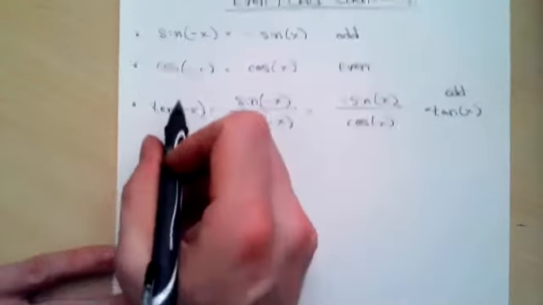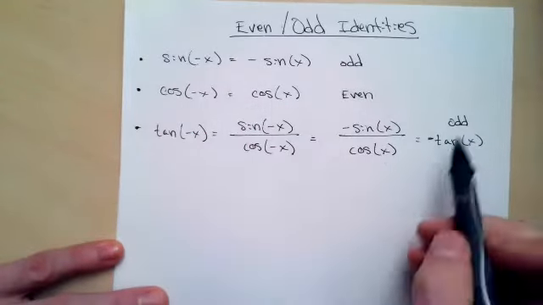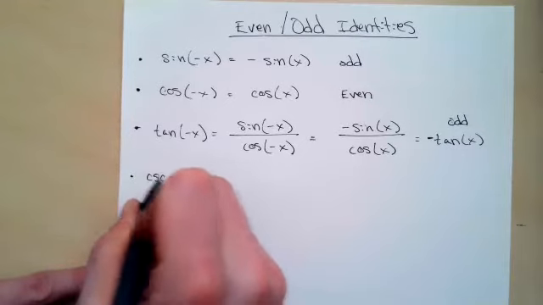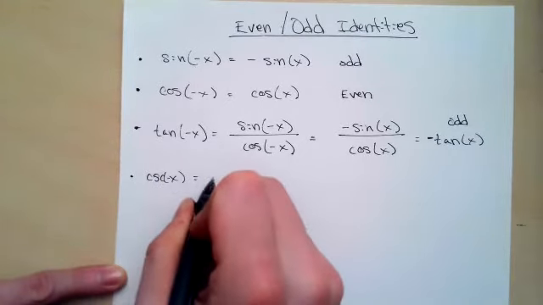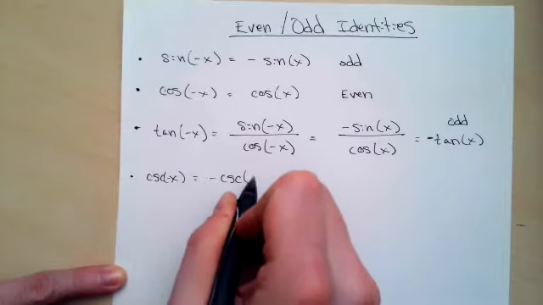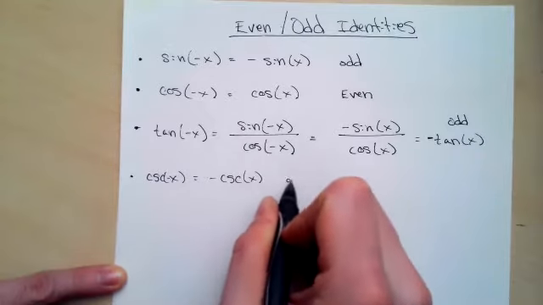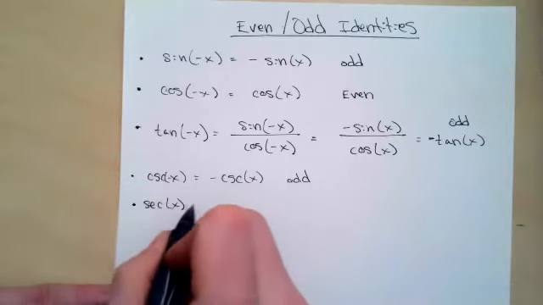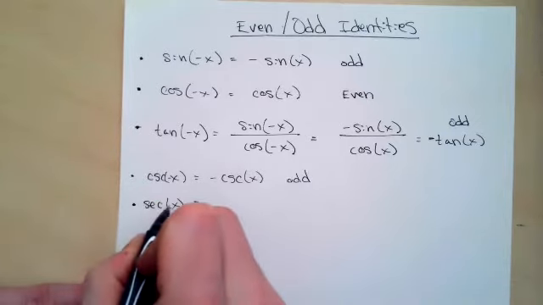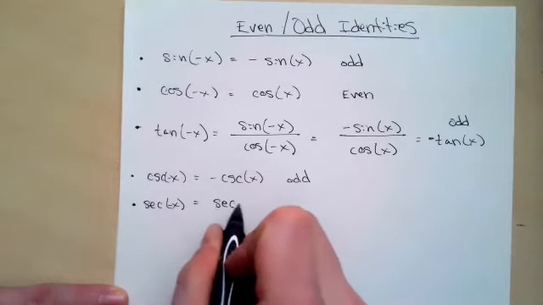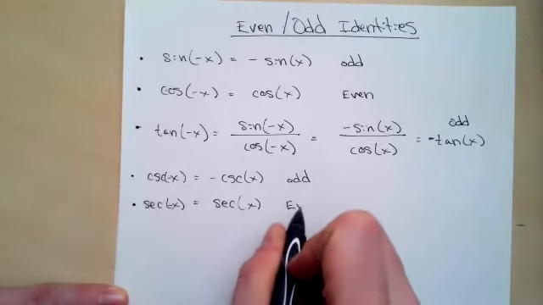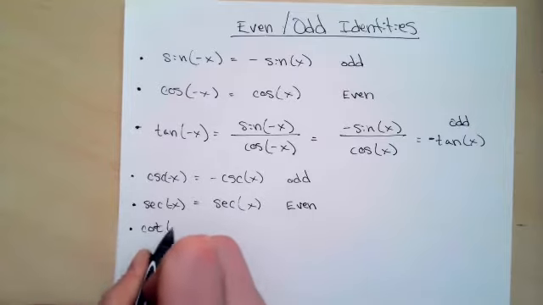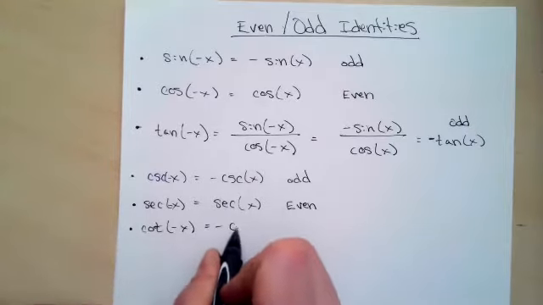Then the other three trig functions are going to follow exactly the same just by taking the reciprocals. So cosecant of minus x is minus cosecant of x. Secant of minus x is still secant of x. And cotangent of minus x is minus cotangent of x.